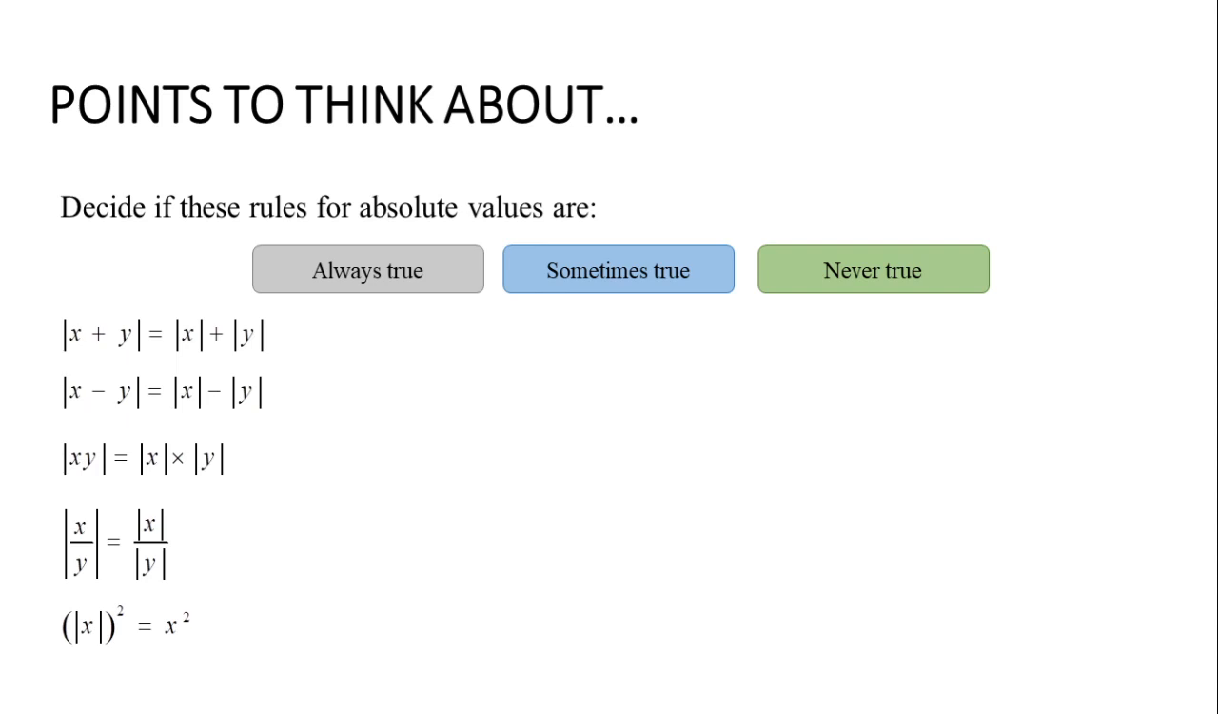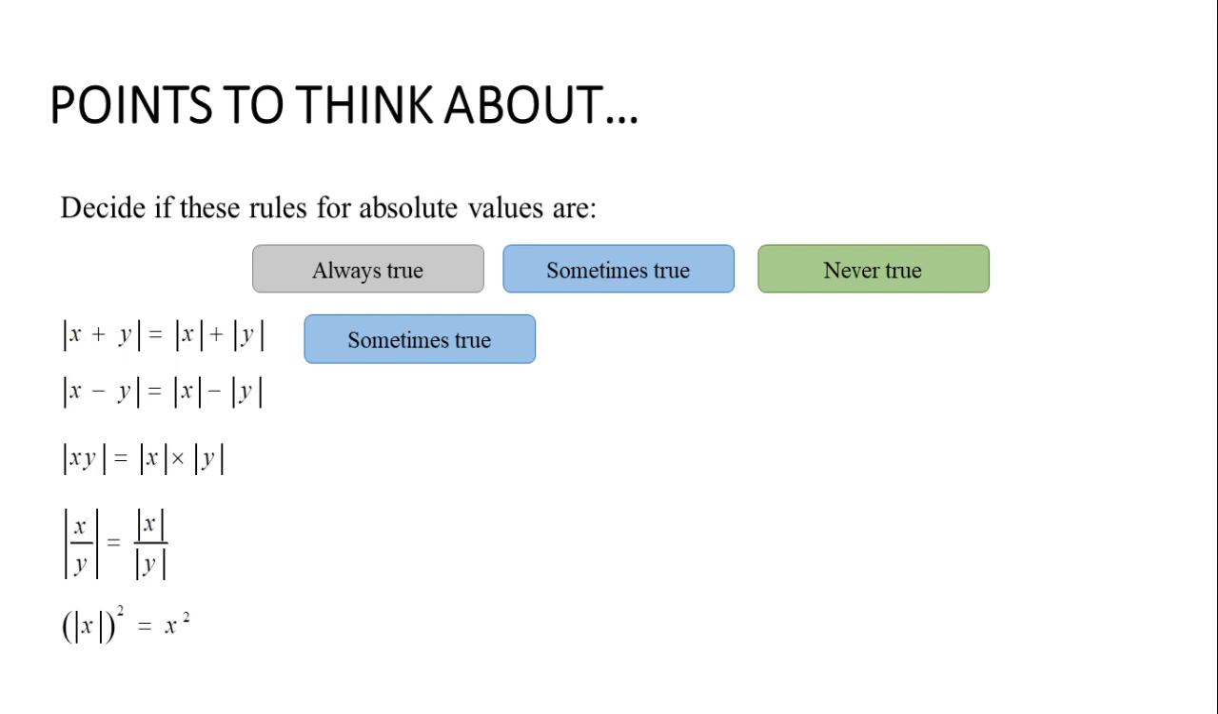Okay, here are points to think about. Decide if these rules for absolute values are always true, sometimes true, or never true. I have the absolute value of x plus y is equal to the absolute value of x plus the absolute value of y. Is this always true, sometimes true, or never true? It is sometimes true. Why?